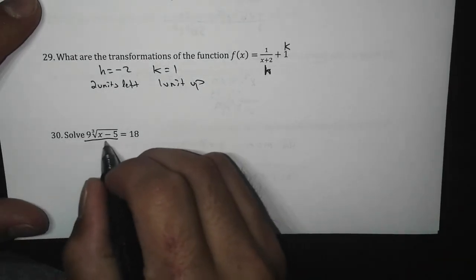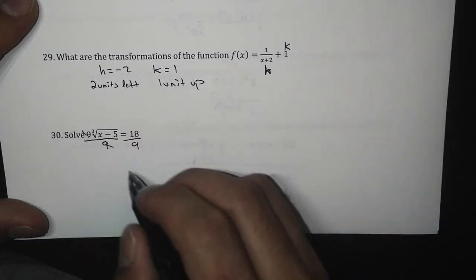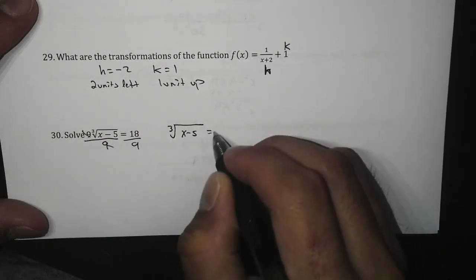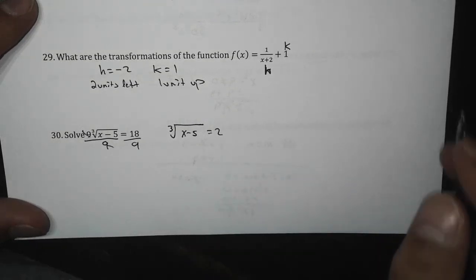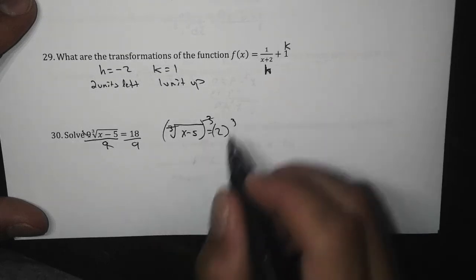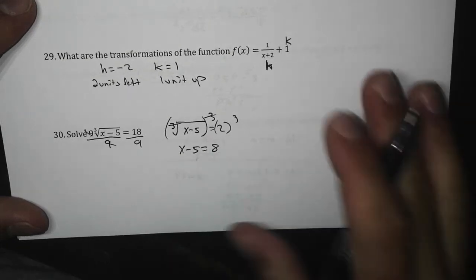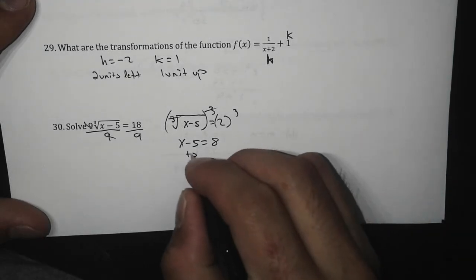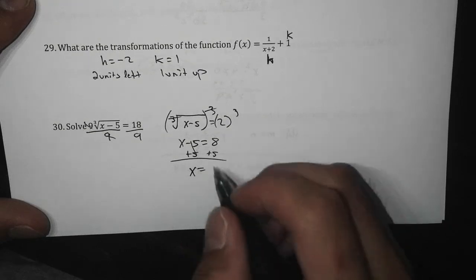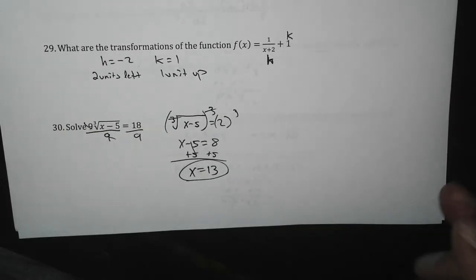30 divided both by 9. Cancel. We get cube root of x minus 5 equals 2. We want to get rid of the cube root, so we have to cube both sides. We get x minus 5 equals 8. Add 5 to both. x gives me 13. Don't have to check that. We got one answer. We're good.